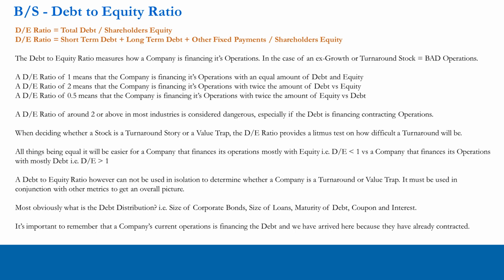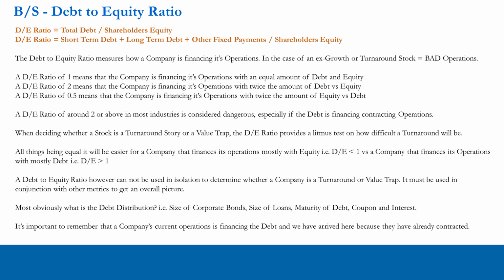So a debt to equity ratio that is above 1 or way above 1. Now, a debt to equity ratio can't be used in isolation to determine whether a company is actually a turnaround or we're getting sucked into a value trap. It must be used in conjunction with other metrics to get an overall picture.